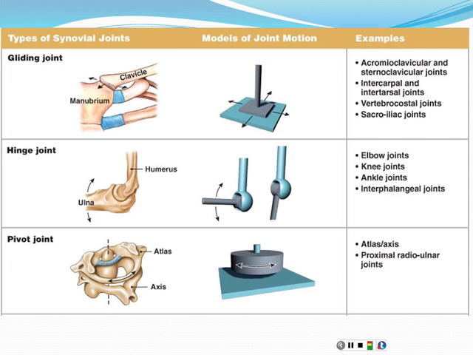Probably the simplest kind of joint is the next one, the hinge. This is a monaxial joint because it can only move in one direction. Just like the hinge of a door, it can open and it can close, and that's it.